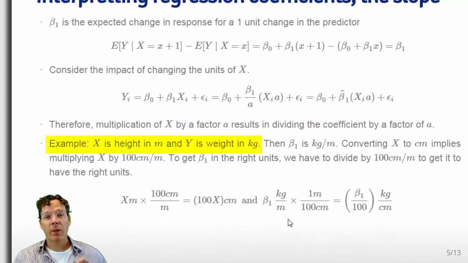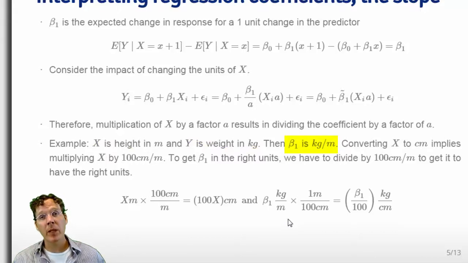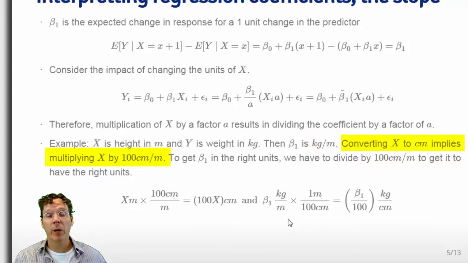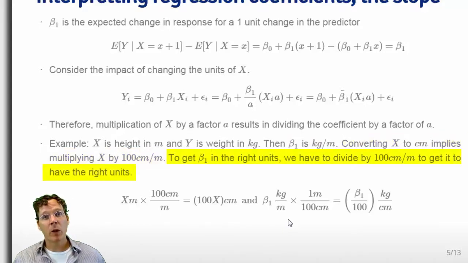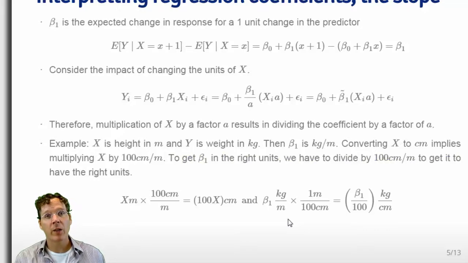Let me give you a simple example to hopefully solidify these points. Imagine this: if x is height measured in meters and y is weight measured in kilograms, a pretty simple regression problem, then beta 1 is interpreted in kilograms per meter. Converting x to centimeters implies multiplying x by 100 centimeters per meter. To get beta 1 in the right units, we simply divide it by 100 centimeters per meter to get it back in the right scale. And here I just wrote a little equation to remind us.